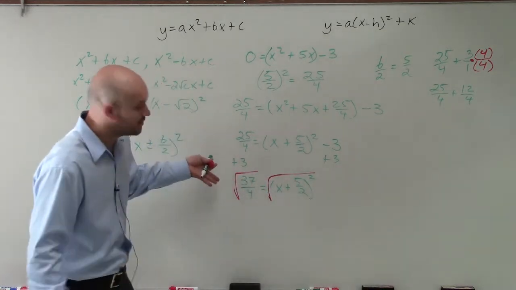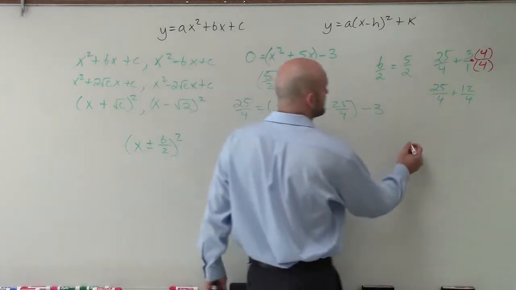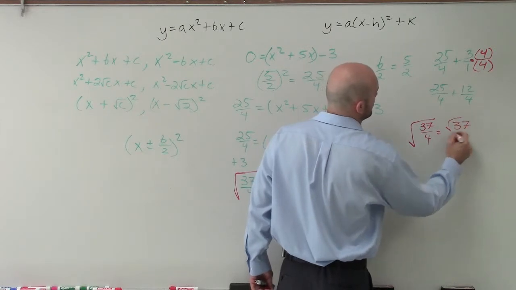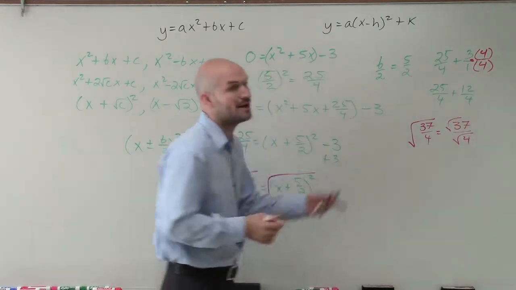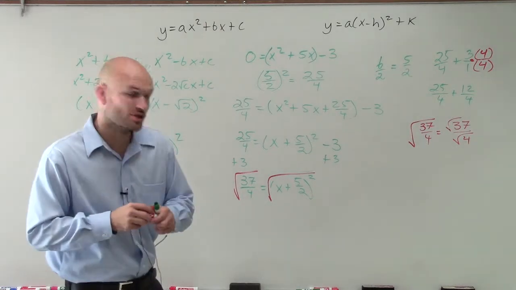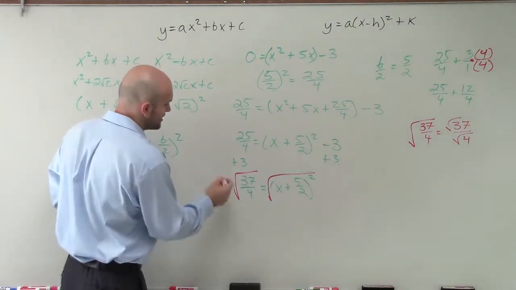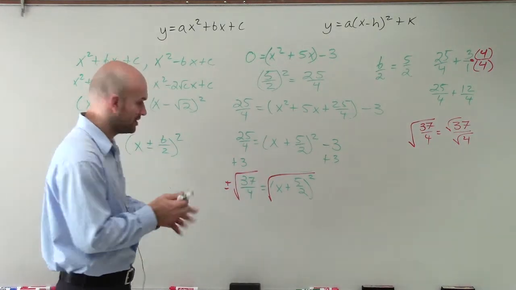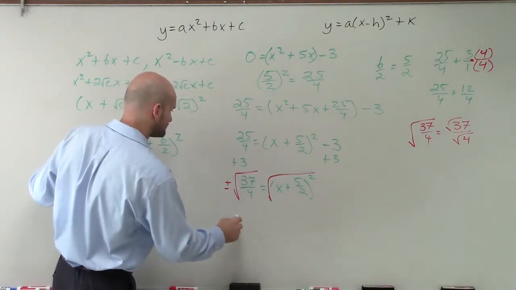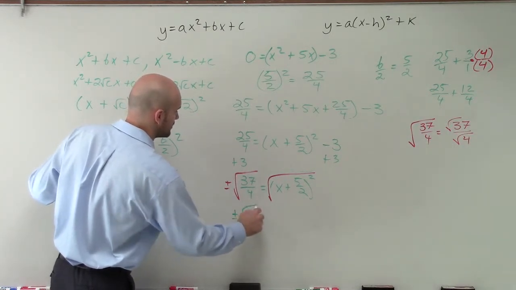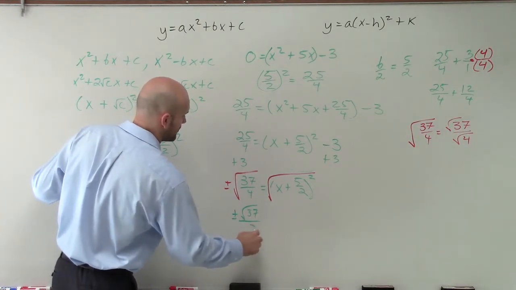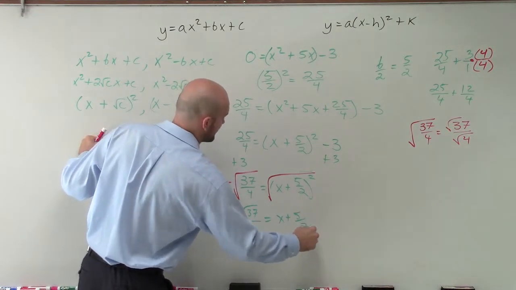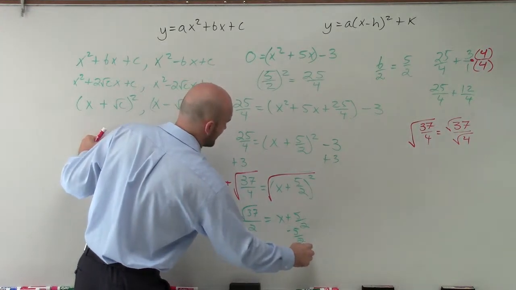And remember, the square root of a rational number can be broken down. 37 over 4 can be broken down as the square root of 37 over the square root of 4. And I show you that because we can take the square root of 4, which is 2. Now remember, also, I'm taking the square root, so I need to make sure I include the plus or minus. Now the square root and the squaring are going to undo each other. So therefore, I'm just going to be left with plus or minus the square root of 37 over 2 equals x plus 5/2. Then I'll subtract 5/2.